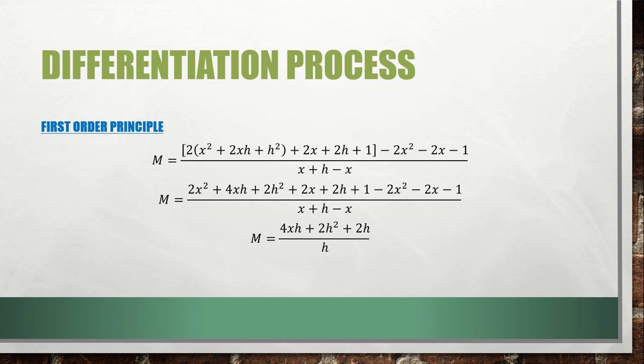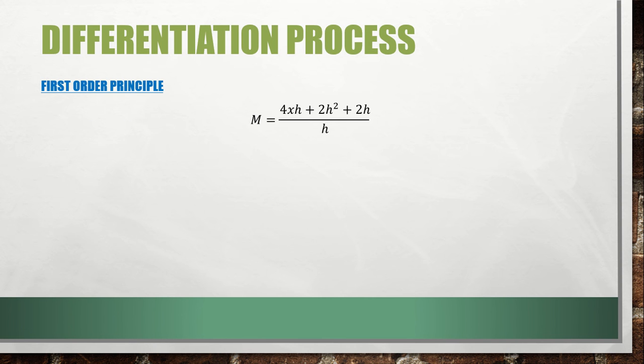In the numerator, it will be simplified into 4xh + 2h² + 2h, divided by h. Now h is common. We can divide all through. We'll have the gradient being equal to 4x + 2h + 2. Now notice, there's a problem.